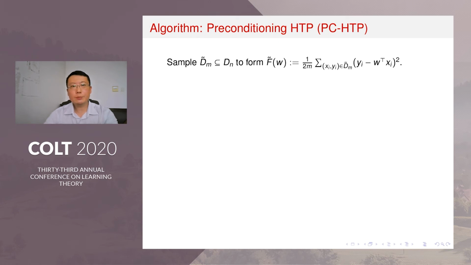Okay, let's move to talk about the algorithm. We have developed a preconditioning HTP method. The main idea is to sample a random i.i.d. subset of data to form F tilde as a stochastic approximation to the full objective function.